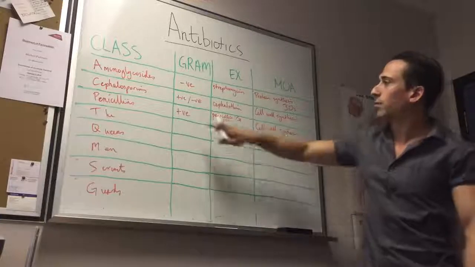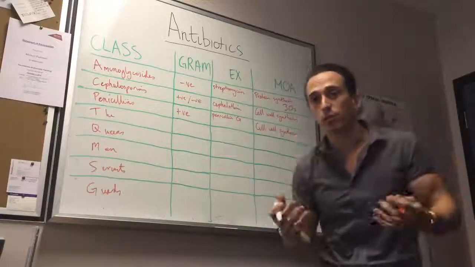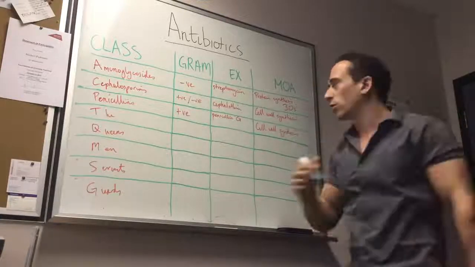Now, in order for the penicillins to be able to affect some gram-negative bacteria or become more broad spectrum, they created some semi-synthetic penicillins, and this includes ampicillin.